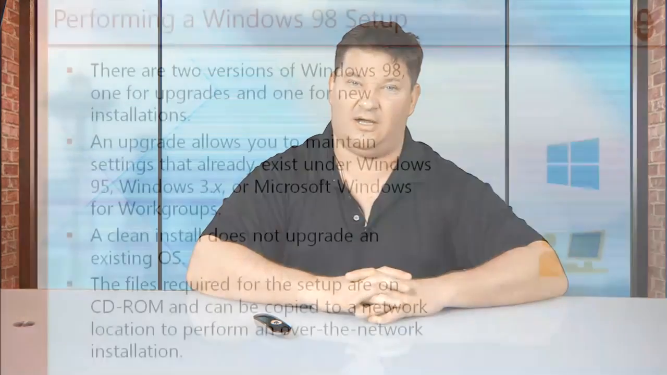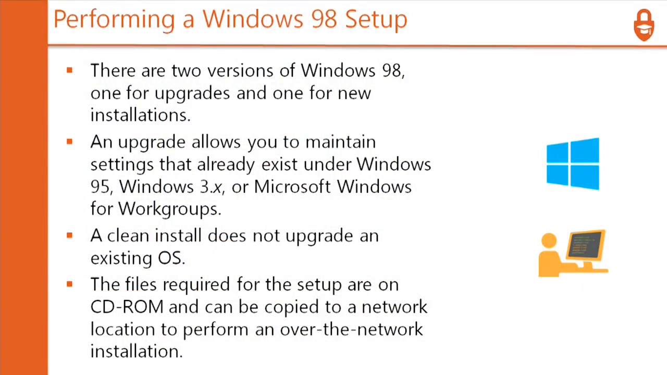Okay, so performing a 98 setup. There are two versions of 98, one for upgrades and one for the new installations. An upgrade allows you to maintain settings that already exist under Windows 95, Windows 3.x, like 3.1.1, the old version of Windows just after DOS 6.2.2, the old command line, black screen only. Or Windows for Workgroups, right? So when there was Windows 3.1, and then Windows 3.1.1 was Windows for Workgroups, so it had networking capability.